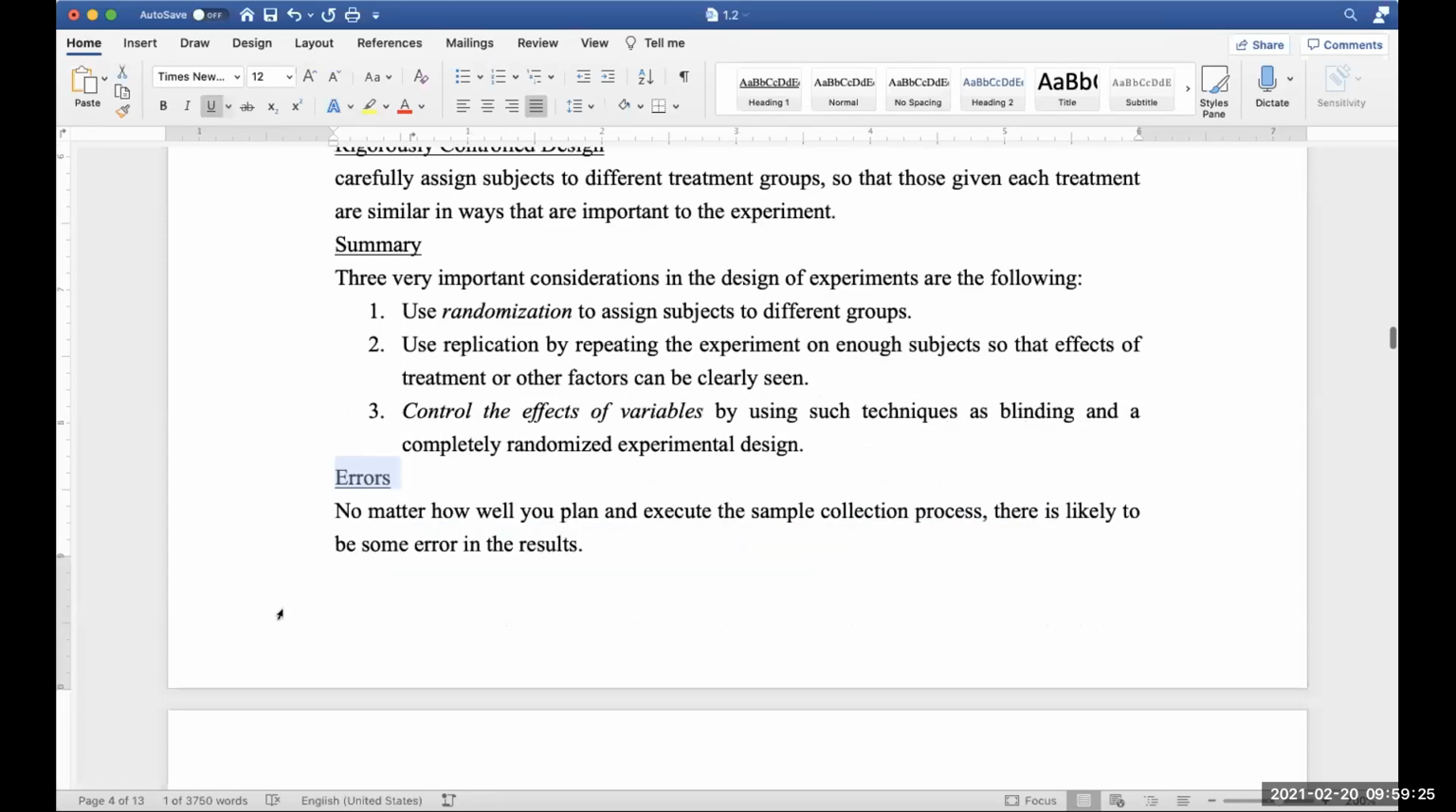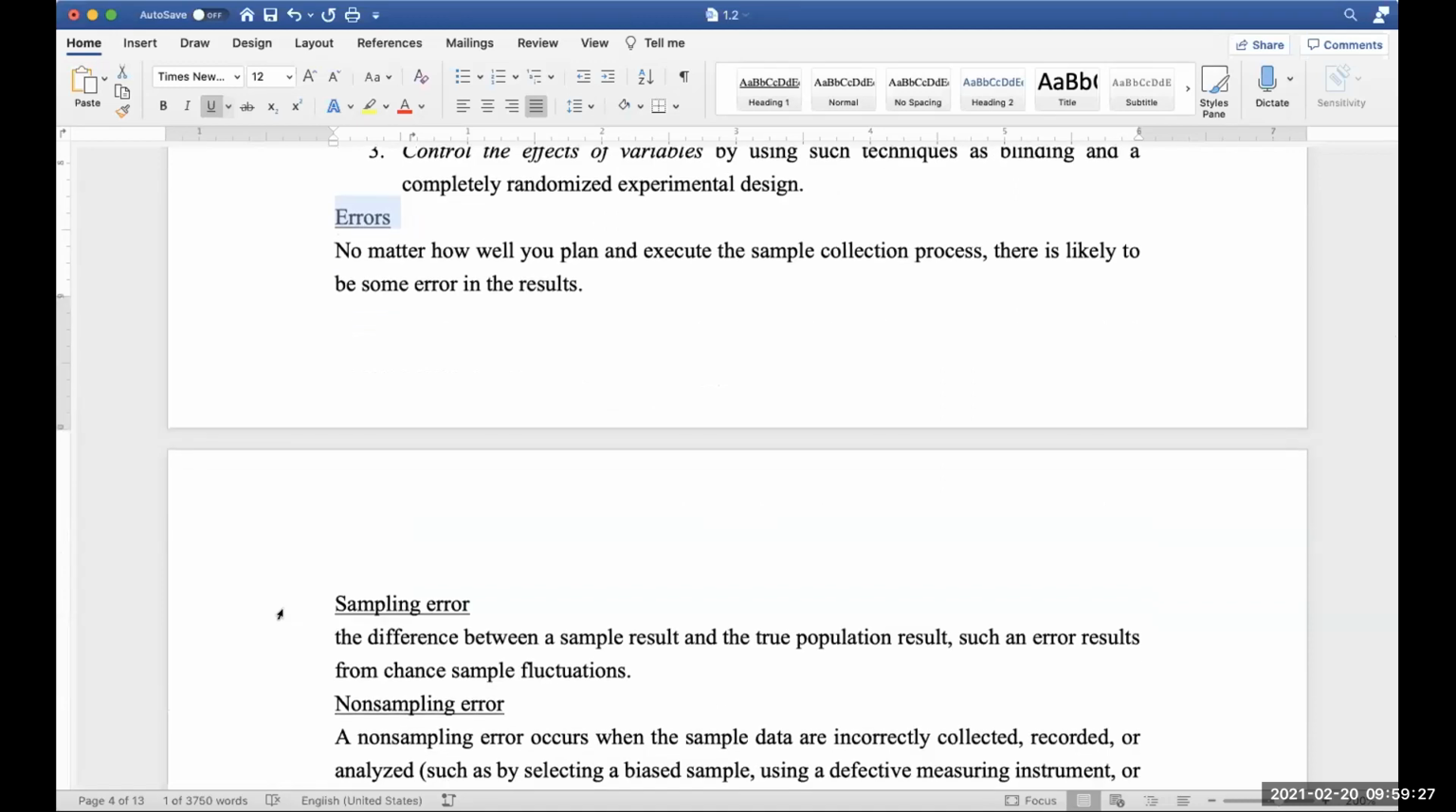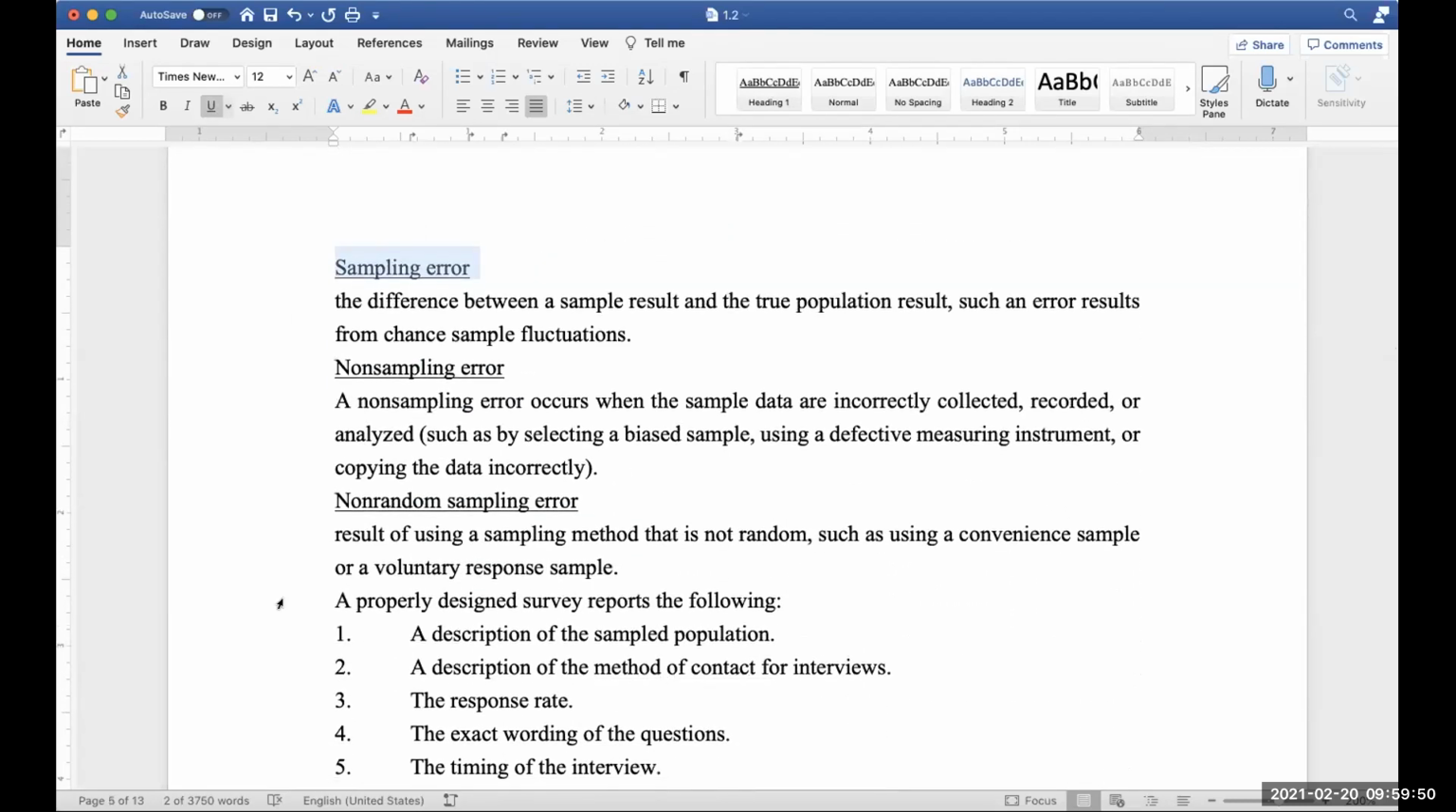Errors. So let me discuss briefly some errors. No matter how well you plan or execute a sample collection process, there's likely to be some error in the results. First, sampling error. Sampling error is the difference between the sample result and the true population results.